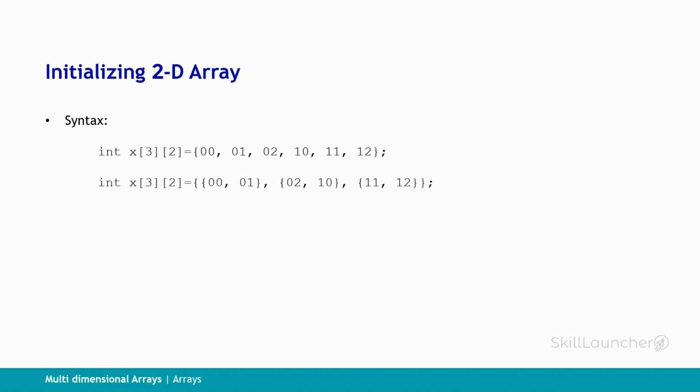This can also be declared by using nested braces. Here, each set of inner braces represents one row. Here, there are 3 rows and 2 columns. So there are 3 sets of rows which consist of 2 elements representing each column.